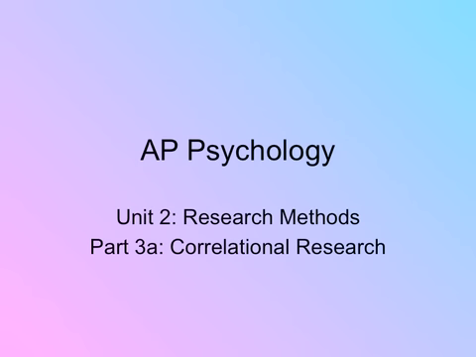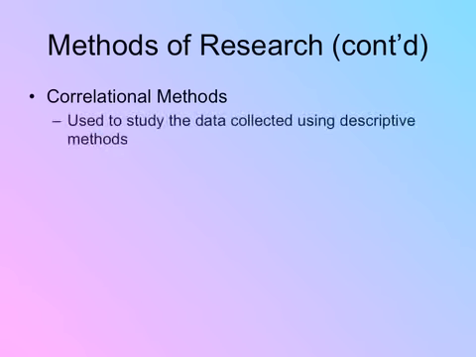We are going to talk in this one about correlational research. So this is still under methods of research. Remember in the last video that you watched, we were talking about descriptive methods of research like observations, surveys, and case studies. And so this time we're going to talk about correlational methods. So what do you use them for? Well, they're used to study the data collected during a descriptive method of research. Probably not so much case studies, but especially observations and surveys.